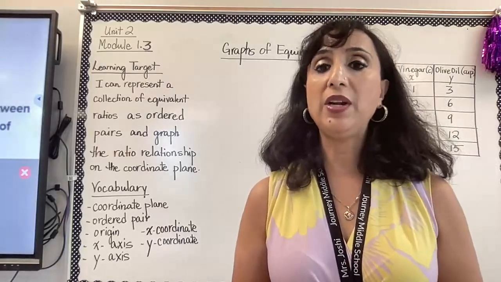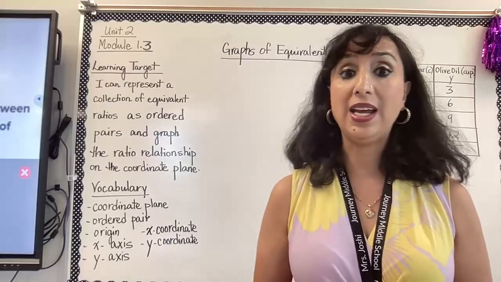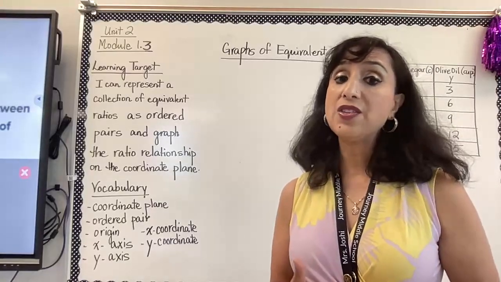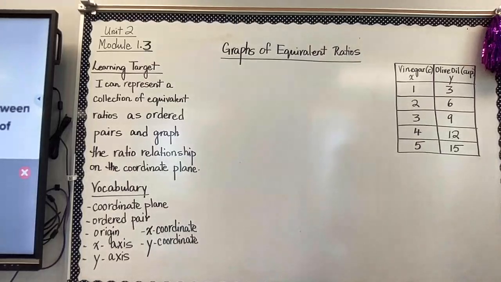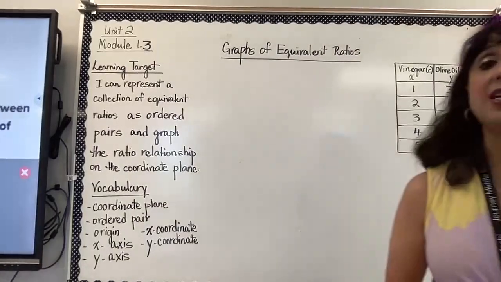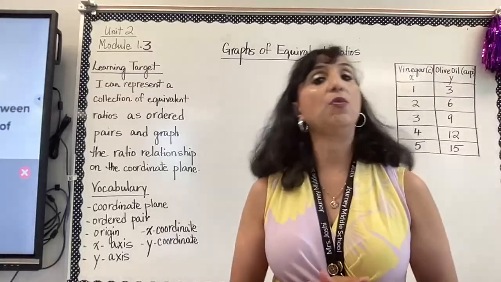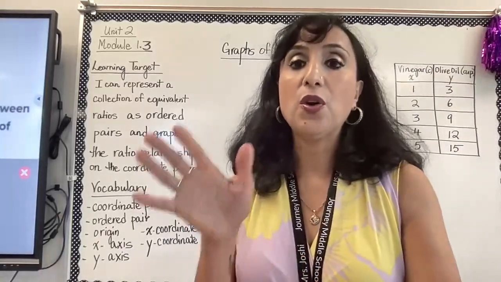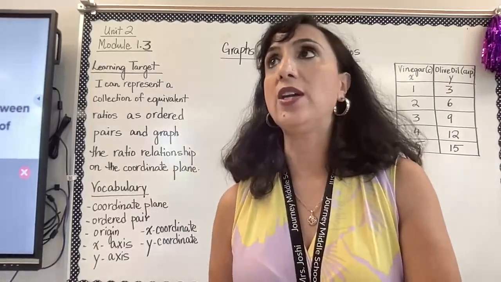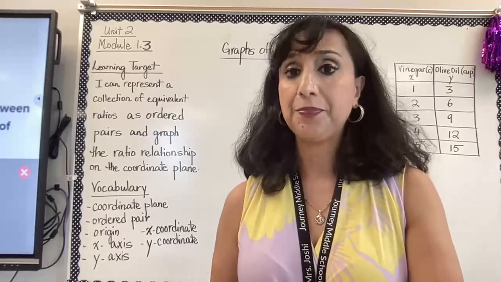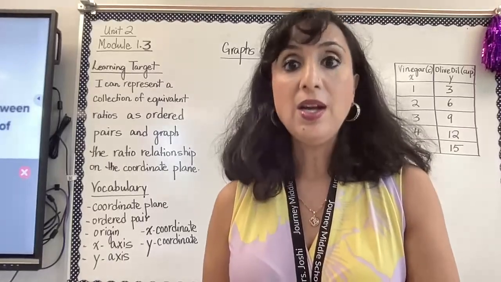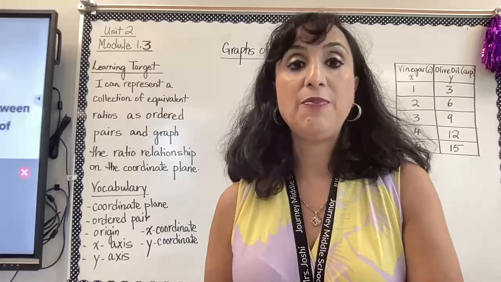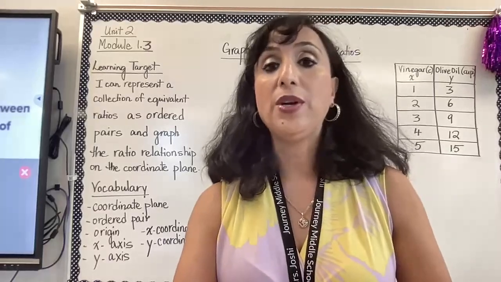So just a quick vocabulary check as to what the coordinate plane is, what ordered pairs are, etc. We are getting into graphs of equivalent relationships. The coordinate plane is the coordinate system, and it comprises the 4 quadrants, quadrant 1, 2, 3, 4, that go in the counterclockwise direction. But right now, we are just going to focus on quadrant 1, where your ordered pairs are positive, positive.